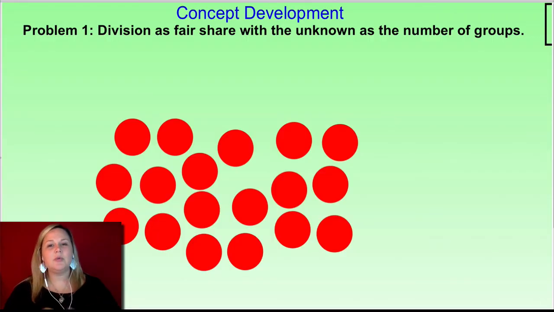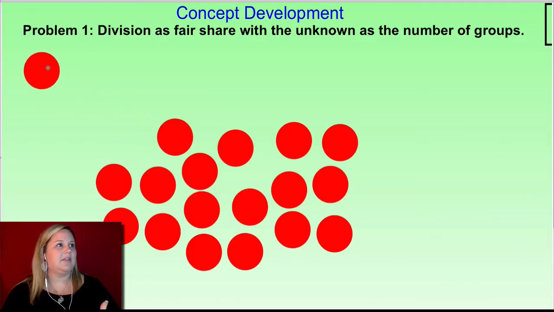Okay, so what I want you to do is take your counters and get 18 of them. And then I want you to put them in groups of 6 because that's how many people can sit at a table. So this is another way of doing fair share. We have to make sure that everyone has their fair share and their table is full.